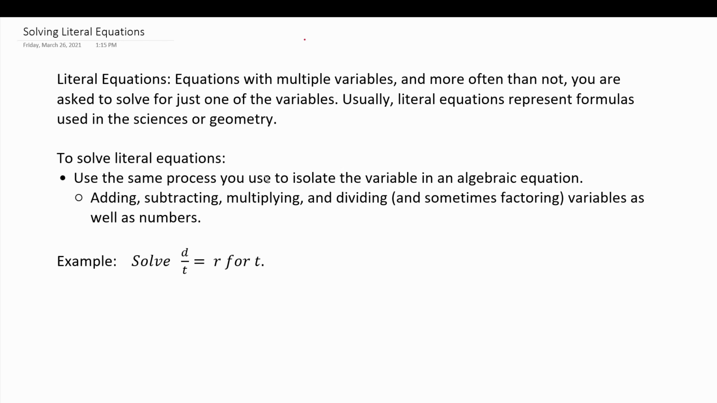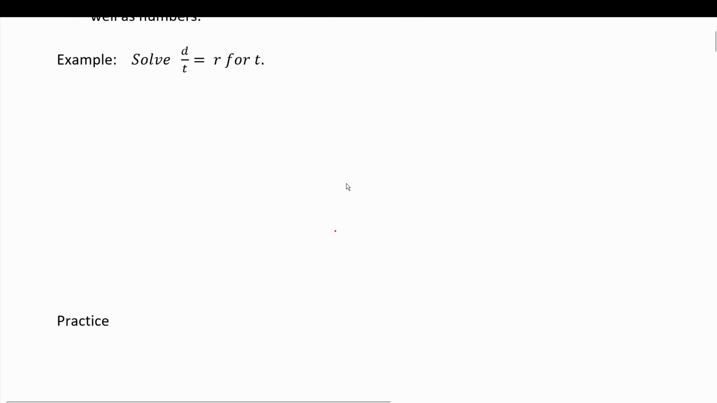All right, to solve literal equations, it's the same process you use to isolate a variable in an algebraic expression. That is to say, we're going to make use of addition, subtraction, multiplication, dividing, and factoring to isolate our variables. This review is going to be very brief because in order to get the most out of this video, you really just have to practice. So that said, let's take a look at our first example.